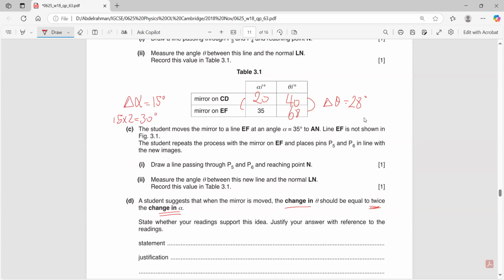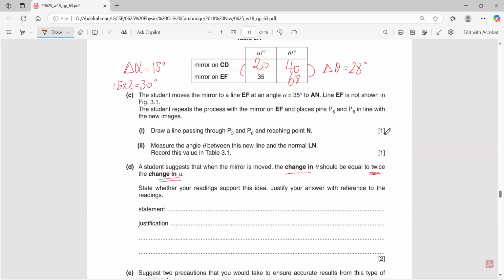They are close. But the question is, are they within the limits of experimental accuracy or not? We need to calculate it. 30 divided by 28 is 1.07, meaning that the difference between them is 7%.